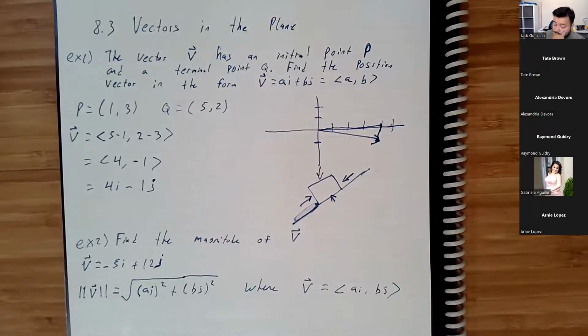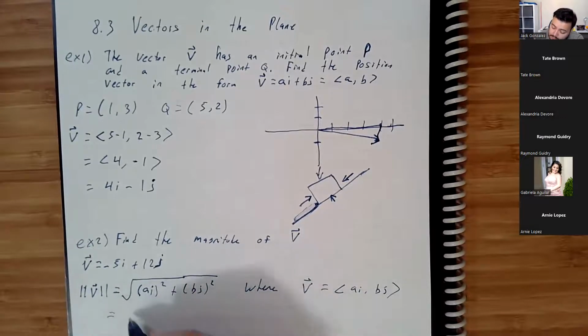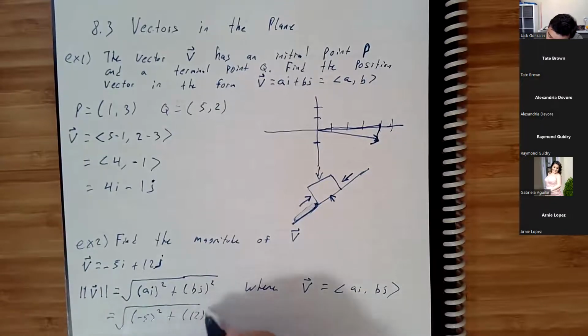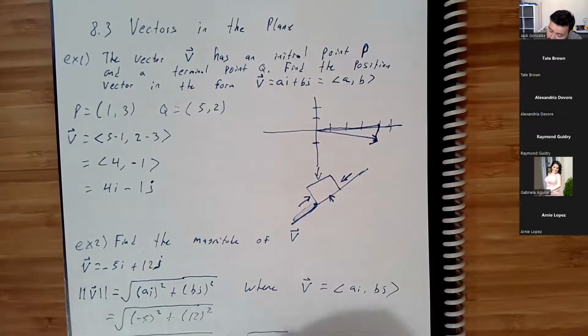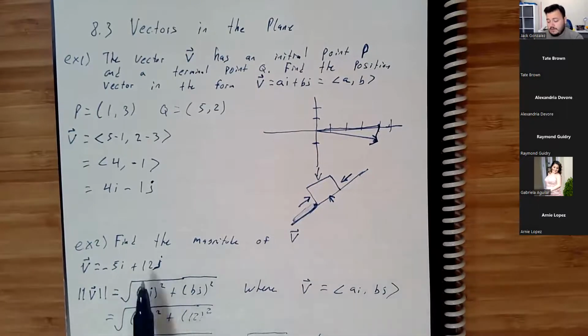Okay, so just plug it in and we'll be good. Super easy, right? Plug in the -5 squared plus the 12 squared. Square root this. That'll be 25 plus 144, which is square root of 169, which is 13. So the magnitude of this vector has a length of 13.